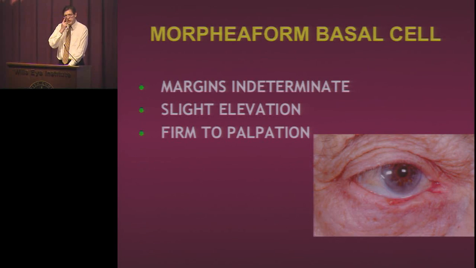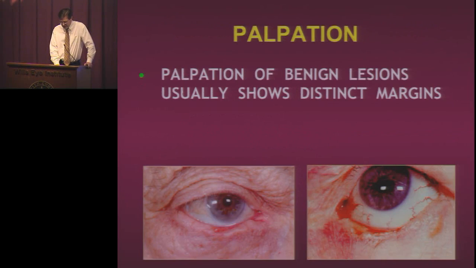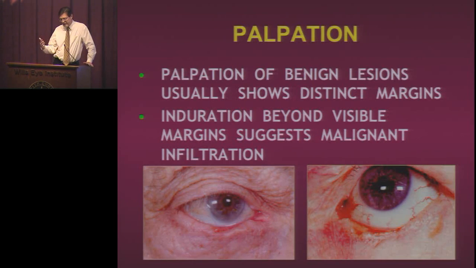Take your finger and push on the lid and palpate it. If it feels like cardboard, be more suspicious. These are usually spread farther than you think. They have a radial growth pattern, and sometimes some pathologists think it doesn't exist. Some people, it does, with skip areas. So palpation is important with these skin tumors. Induration behind the visible margin suggests malignancy.